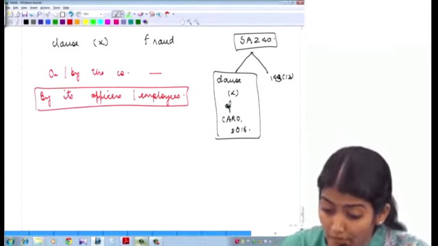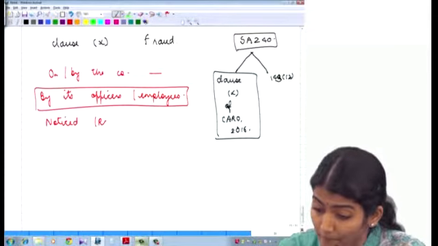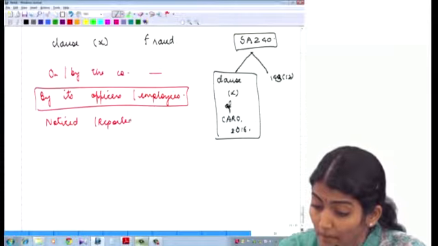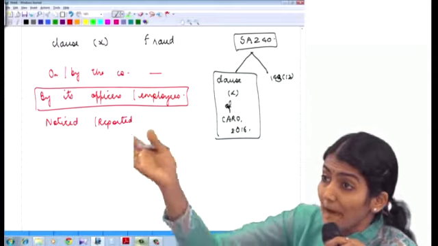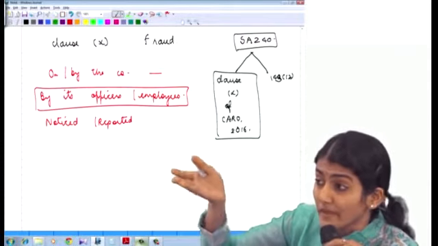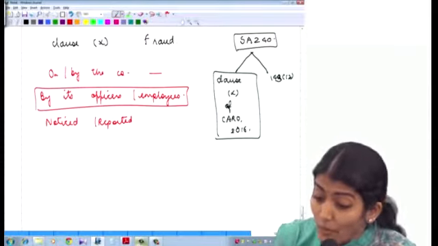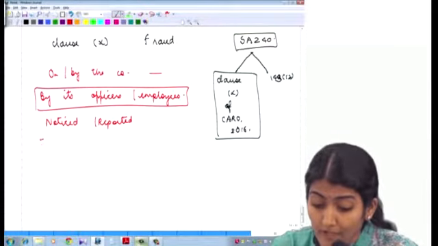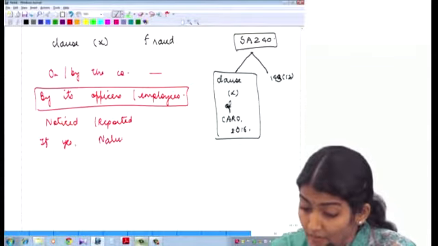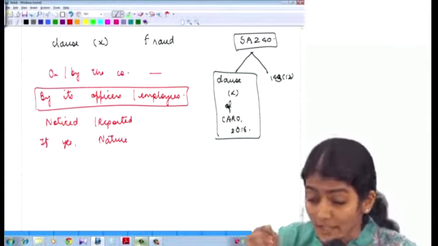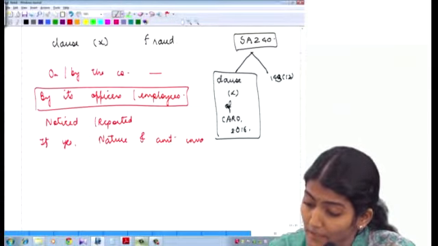By its officers or employees, noticed or reported during the year. Noticed matlab kya? You, while doing the audit, came across it. Or reported matlab management themselves came and told you, okay CA, this is the fraud which our employee did in the company during the year. Noticed or reported during the year? If yes, then the nature. So you see, for fraud you also have to give the nature of the fraud, and the amount involved is also to be indicated.